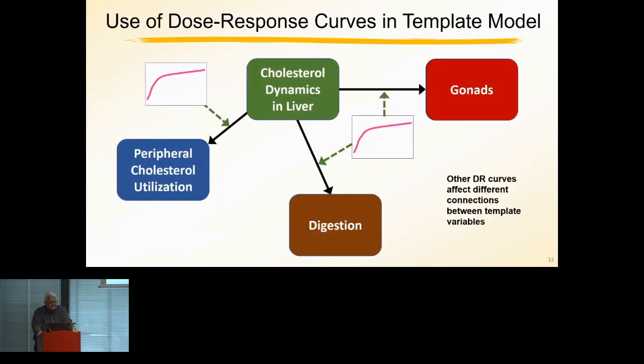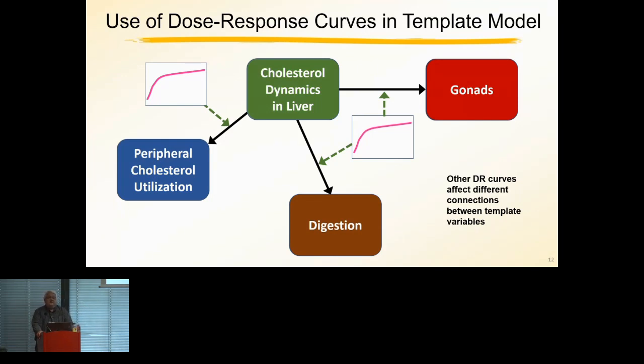Now, how do we do this in the template model? How do you use the knowledge that we have from our anchor model? In the center, there is a cholesterol dynamics in the liver, and that dynamics affects the gonads, as I said. And we know that cholesterol is transported into the gonads from the liver. The same is with digestion, the same is with peripheral cholesterol utilization.